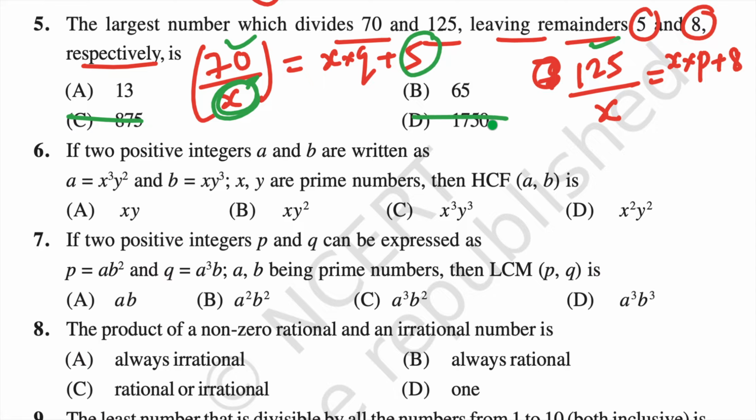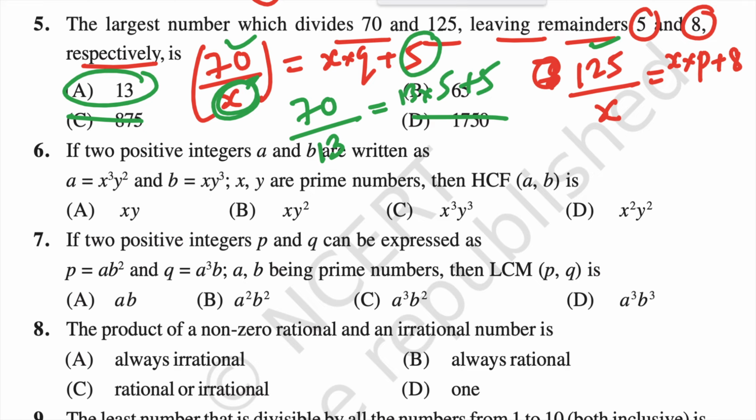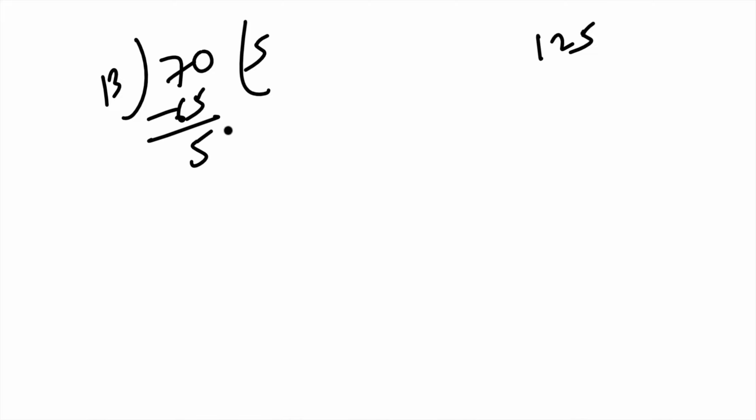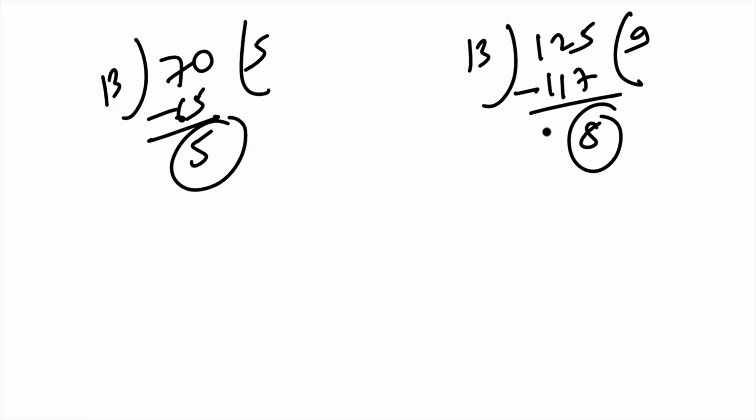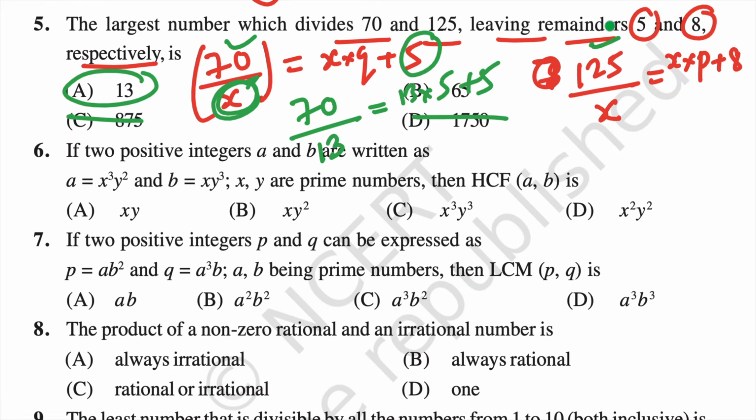Okay, now let's try with option A. If I divide 70 by 13, I get 13 times 5 plus 5. Okay, let me write there. 70 and 125 need to be divided by 13. So 5 times 13 is 65, minus 5, you are getting the remainder. When you divide 125 by 13, 9 times is 117, you are getting 8 as remainder. Okay, so both conditions are satisfied when you divide 70 and 125 respectively by the given number. You are getting remainders 5 and 8 by 13.